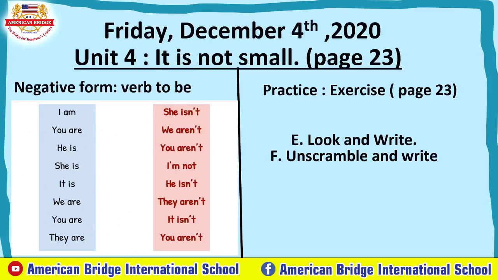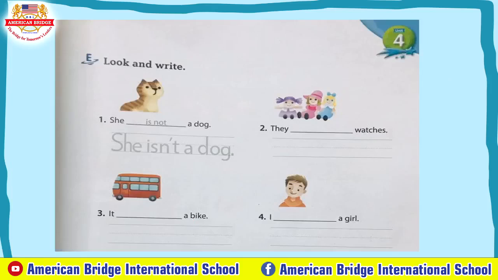So our practice today, we have two exercises. We have exercise E and exercise F. Exercise E, you need to look and write. Exercise F, you need to unscramble and write. So now let's move to our page 23. We will do it all together. Okay, so here is our page 23, where you need to look at the picture, and after that you need to write the negative form of verb to be, right?